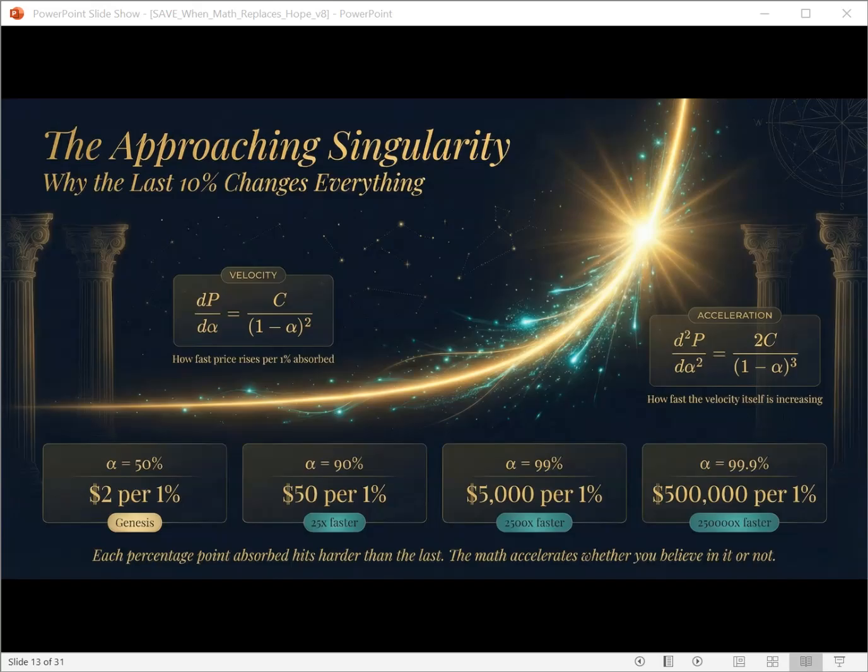This is a true mathematical singularity in the calculus sense. The same kind of singularity that appears in general relativity at the center of a black hole. The closer you get, the faster it accelerates. And there is no mechanism to reverse this direction.